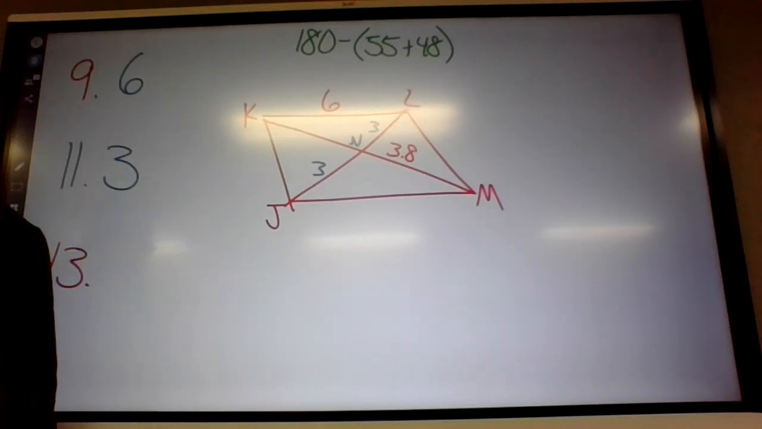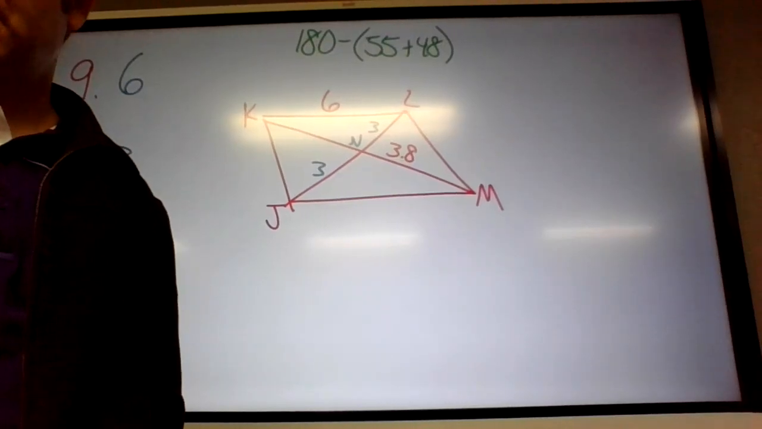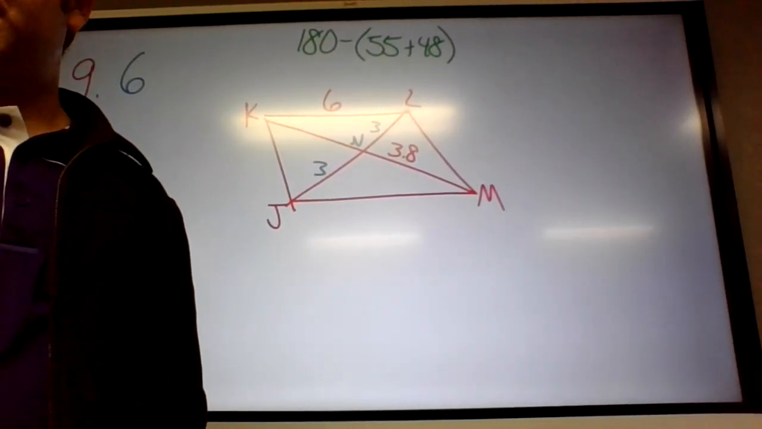And the directions said JL is 6 long. Brooke. Stop. Okay. Just stop. Number 13.